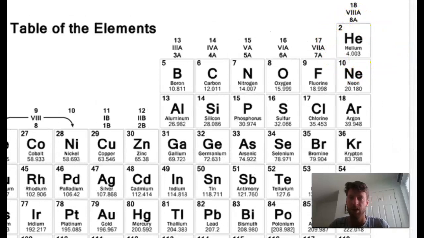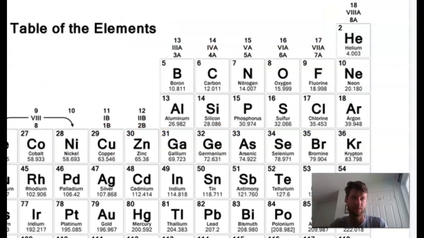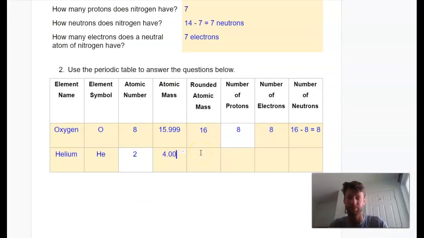So, helium is the name, symbol is He, atomic number is 2, atomic mass is 4.003, which will round down to 4. Number of protons is equal to my atomic number, which is 2, which means I'm also going to have 2 electrons, and then neutrons, 4 minus 2 gives me 2 neutrons as well.